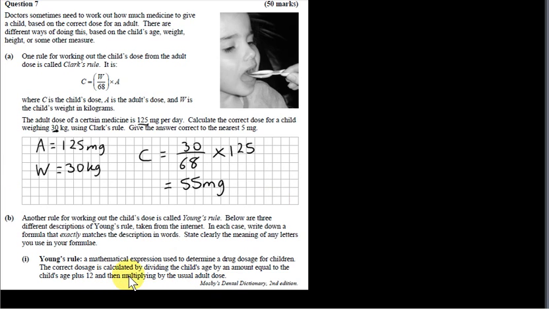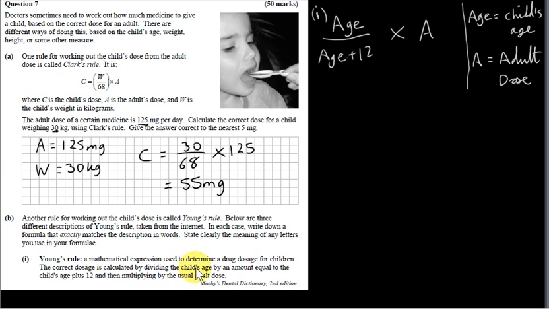So the correct... Okay, let's see now. We divide the child's age. I'll just write down the word age, meaning the child's age, by an amount equal to the child's age plus 12. And we must multiply this by the usual adult dose. We let the letter A stand for adult dose, as you saw in part A.